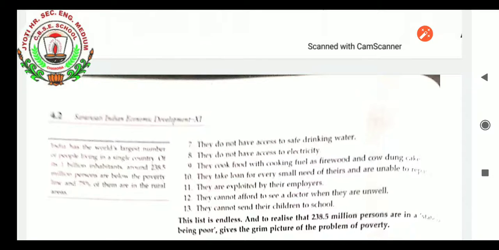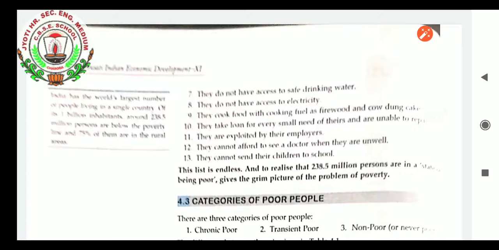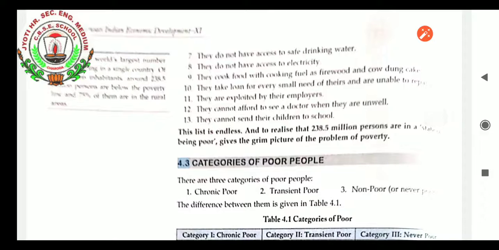They do not have access to safe drinking water. They do not have access to electricity. They cook food with firewood and cow dung cakes as cooking fuel. They take loans for every small need and are unable to repay them. They are exploited by their employers. They cannot afford to see a doctor when they are unwell. They cannot send their children to school. This list is endless, and to realize that 238.5 million persons are in a state of being poor gives a grim picture of the problem of poverty.